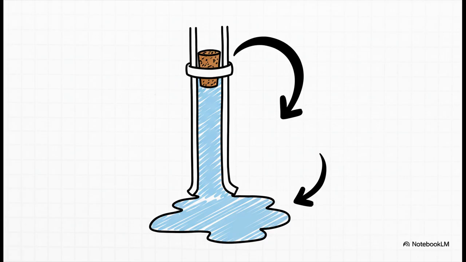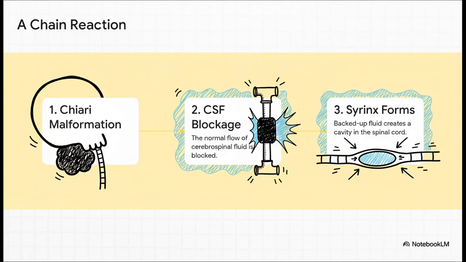That's the liquid that cushions and protects our brain and spinal cord. And this slide lays out the most common chain of events perfectly. A lot of the time, it starts with something called a Chiari malformation. That's just a condition where a little piece of the brain tissue sits too low in the skull. You can see how that creates a physical blockage. It's like a cork in a bottle. The pressure from the CSF builds up behind it, and that fluid can get forced right into the center of the spinal cord, and boom, that's how the syrinx forms. It's a pretty clear cause and effect chain reaction.